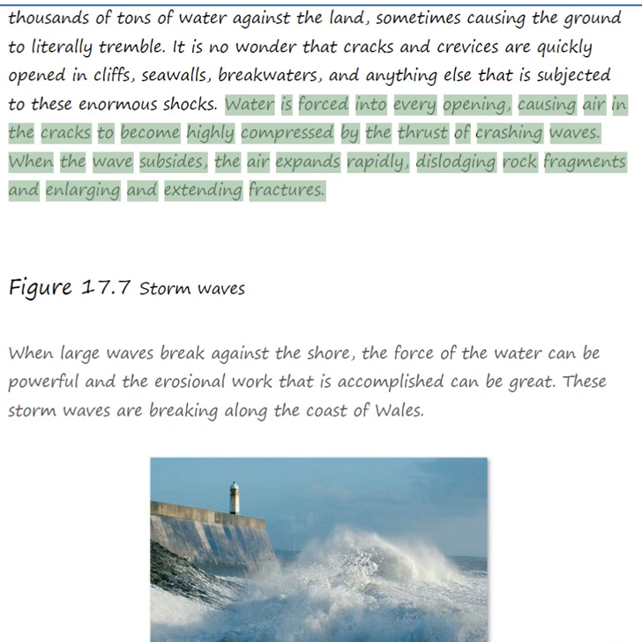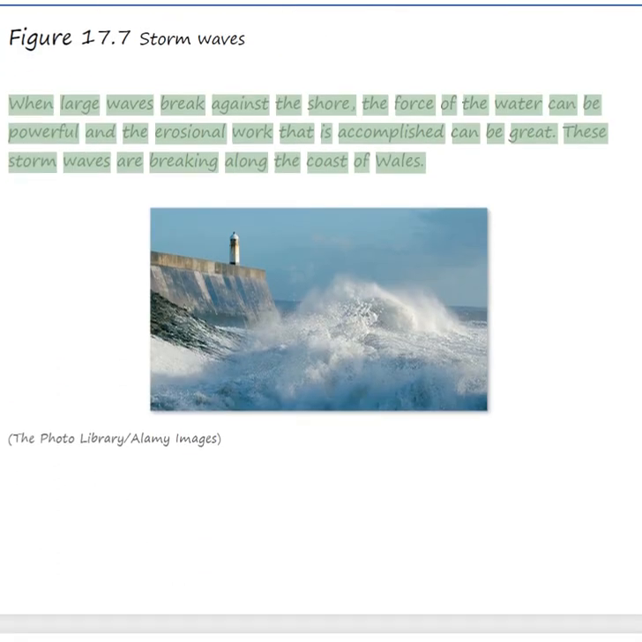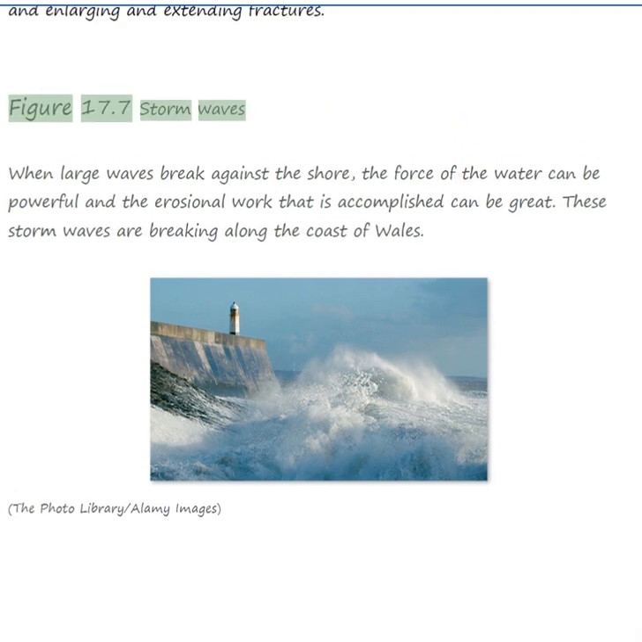Water is forced into every opening, causing air in the cracks to become highly compressed by the thrust of crashing waves. When the wave subsides, the air expands rapidly, dislodging rock fragments and enlarging and extending fractures. When large waves break against the shore, the force of the water can be powerful and the erosional work that is accomplished can be great. These storm waves are breaking along the coast of Wales. Figure 17.7 Storm waves.